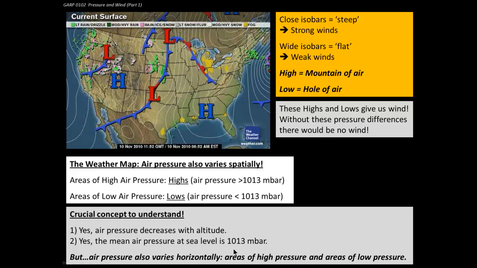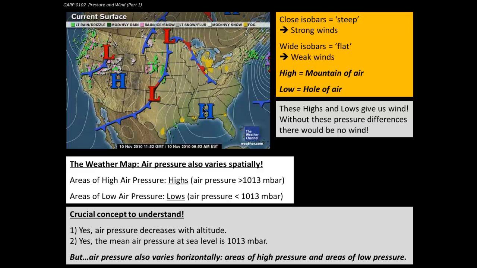However, you will always have these areas of high pressure and these areas of low pressure on the surface of the Earth. So, for example, on this weather map, we have low pressure, low pressure, low pressure, high pressure here, and high pressure here. And these highs and these lows give us the wind, because without these pressure differences, there would be no wind.